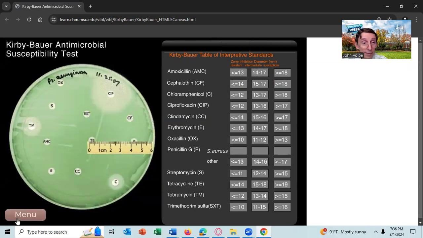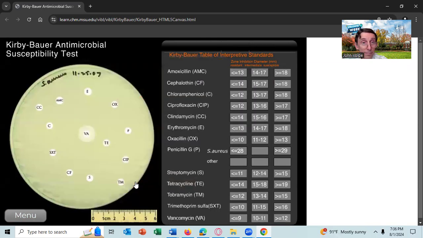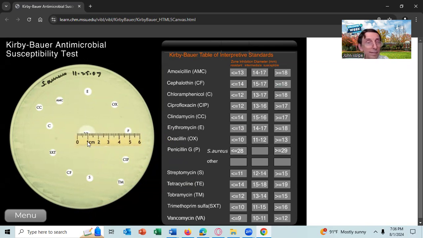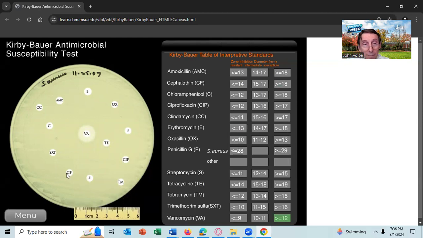And then there's a third plate. Just hit the menu button again and restart. And it's Staphylococcus aureus. It looks like only vancomycin is the only one which has a zone of inhibition here. And its sensitivity is about 17. So it is sensitive to vancomycin. And I'm going to guess this is MRSA, multi-drug resistant Staphylococcus aureus, because it's resistant to all of the antibiotics with the exception of vancomycin.